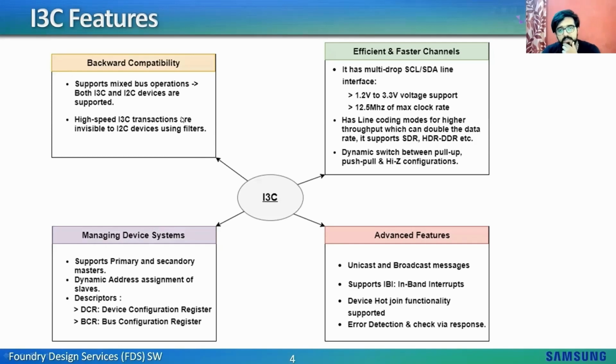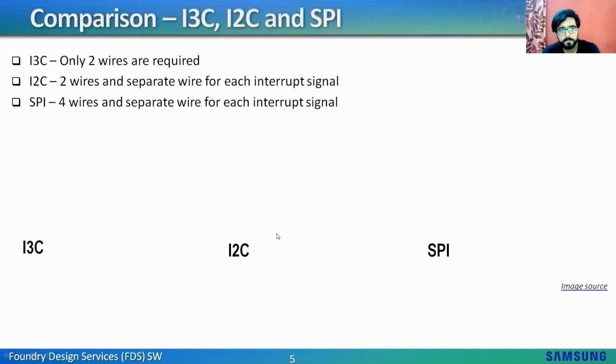And just to add again, there is backward compatibility for I2C. There exist different bus operations for I2C only, for I3C only, and a mix of I2C and I3C devices operation. So for those who are still using legacy I2C devices, I3C is a compatible controller. There is basically a 50 nanosecond spike filter which makes fast data rate operations invisible to slow I2C devices on the same bus. So that is all for I3C features. If we move on to the next slide.